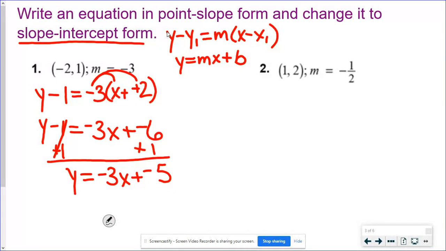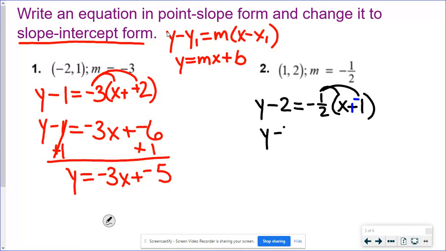For my second problem, again, point slope form, so y minus my y number equals m times x minus the x number. That's point slope. I want slope intercept. Again, 2 steps. Distribute, move the thing with the y. So we're going to distribute this. I'm going to actually change this to plus a negative just to make sure that we don't get confused in our distribution. So I'm going to have y minus 2 equals negative 1/2 x.